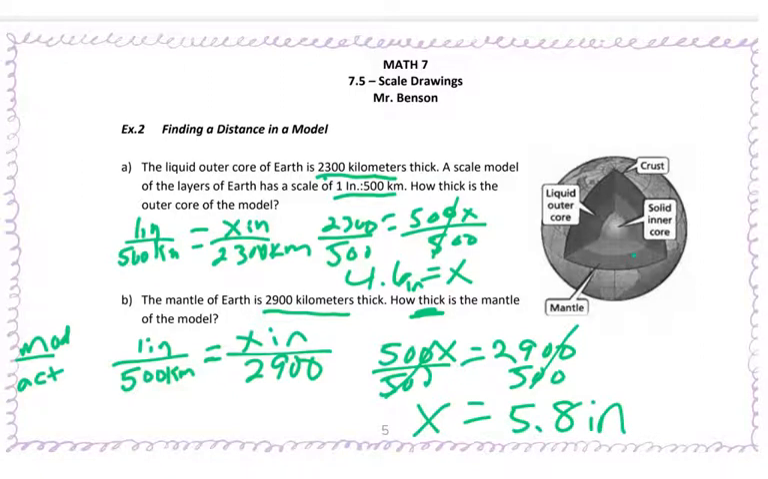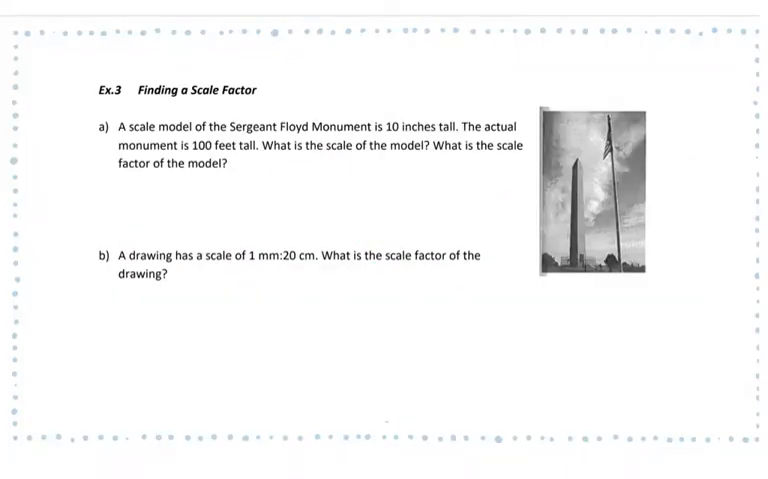So I tell my classes that in order not to mix up what numbers should be for your numerator and denominator, you might want to label them like model, actual, then list. You know, the 1 inch went with the model. The 500 kilometers is what the scale factor.